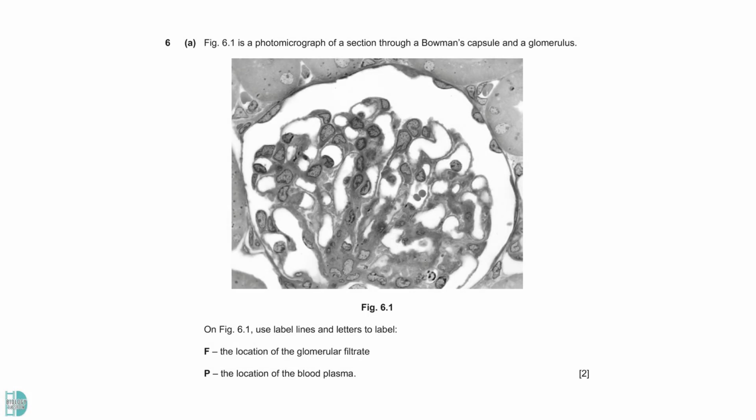In 6a, we have a photomicrograph of a section through a Bowman's capsule and a glomerulus. The glomerular filtrate is found in the capsular space. It is the clear space inside the Bowman's capsule. Blood plasma is inside the capillaries, which form the glomerulus. Remember to use a label line for your answer. You won't get a mark if you write the letter on the diagram without a label line.